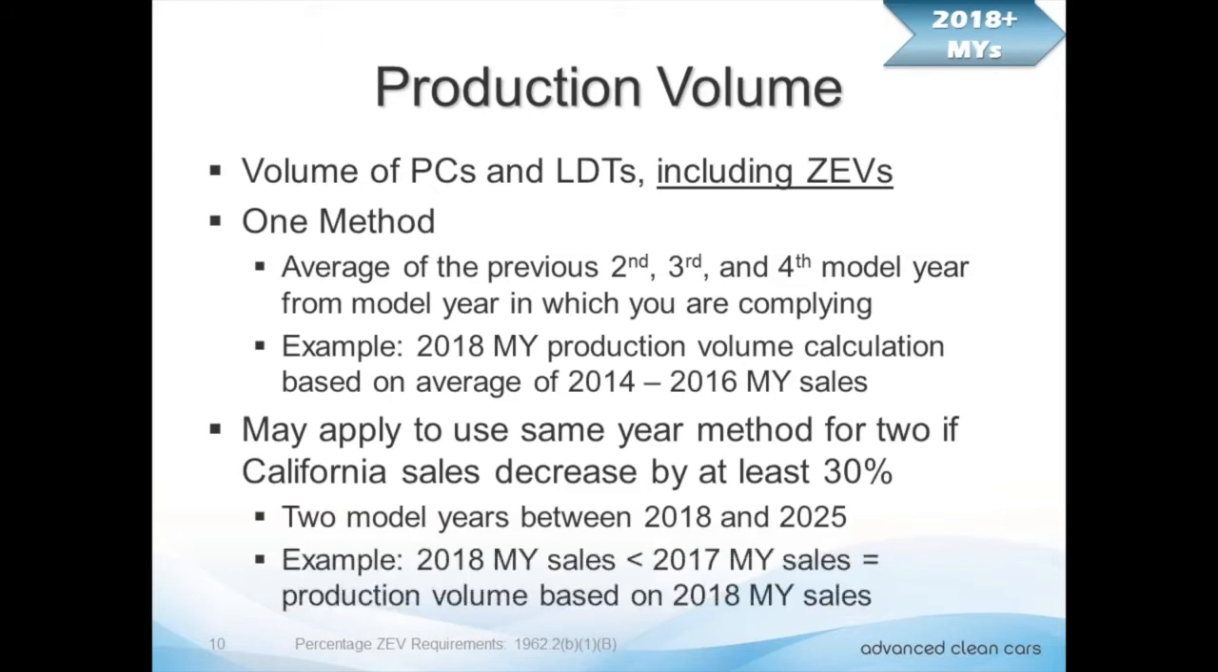As an example, if a manufacturer saw the number of vehicles produced and delivered for sale in 2018 model year drop by more than 30% from their 2017 model year sales due to unforeseeable circumstances, it would be allowed to use model year 2018 sales as its production volume for that model year.